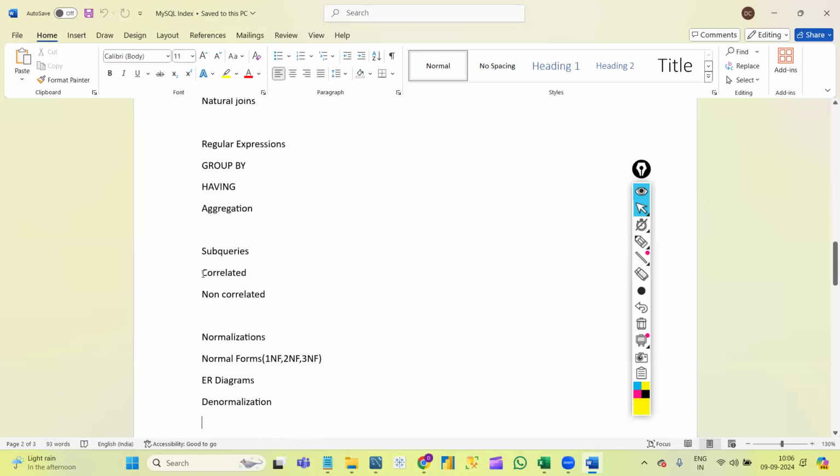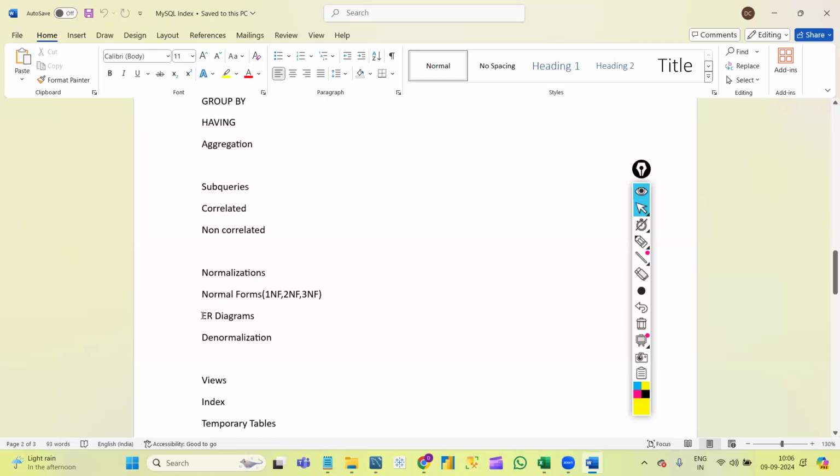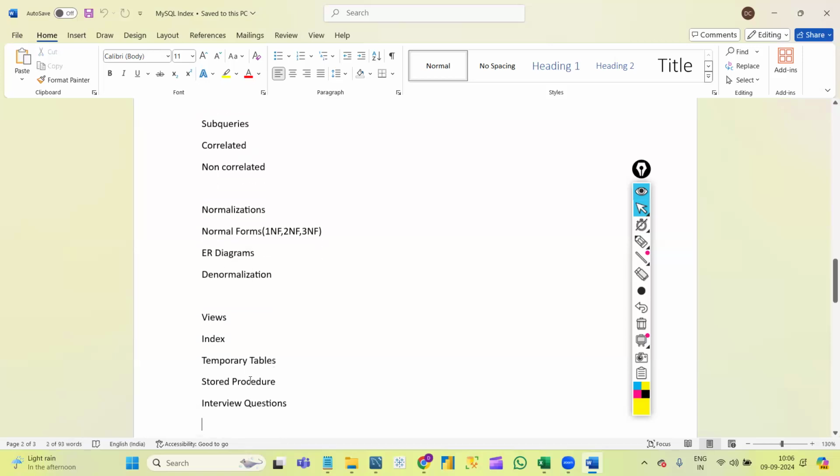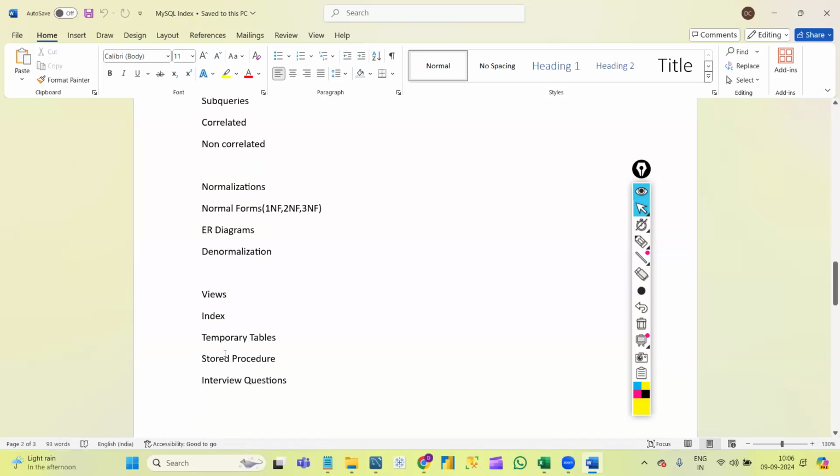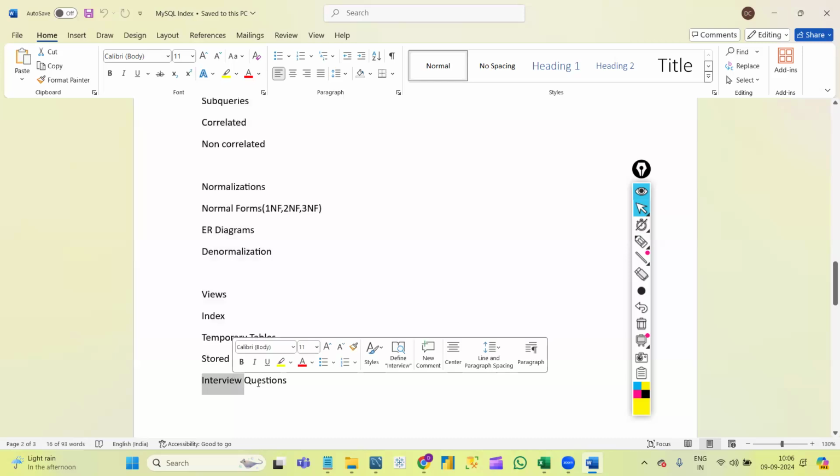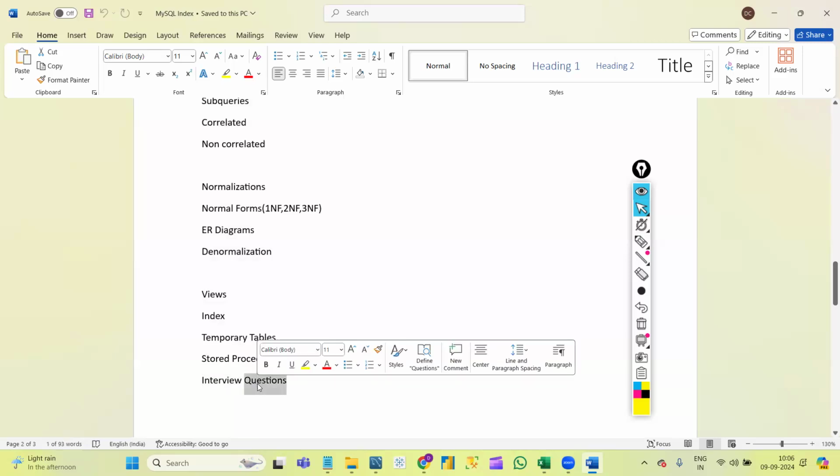Next, we have subqueries. We have two types of subqueries. Next, normalization, normal forms, and ER diagrams. Next, concepts called views, indexes, temporary tables, and stored procedures. Here, our concepts will be done. After everything, I will discuss one class on the important interview questions.